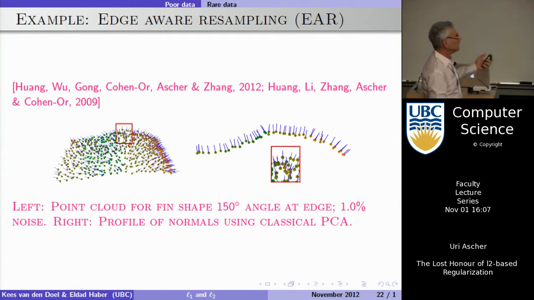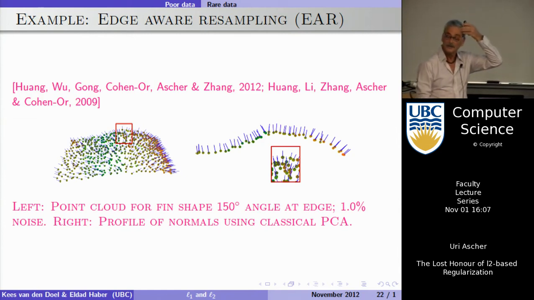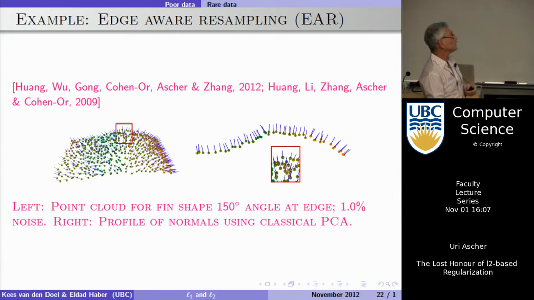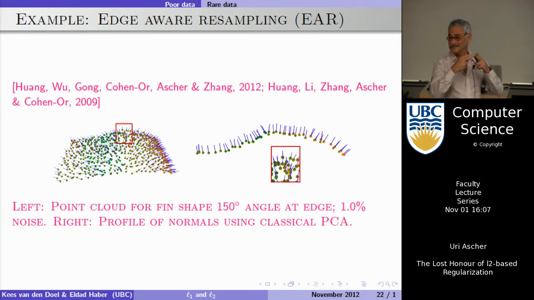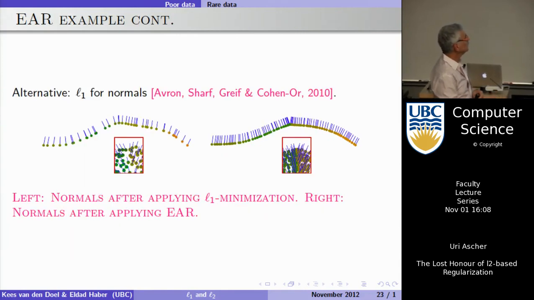Then we use a classical PCA algorithm by Hoppe and co-authors from 92, which attaches normals to those. And of course, when you have noise in the data, the normals have even more noise. So where is the edge? Where is the angle of 150 degrees? It's completely gone because of the noise. Now the question is, maybe we should use L1 regularization of this to get the normals to align. This basically follows work by these four people, including Chen, who was so kindly introduced to me only a few minutes ago. And this is the result.